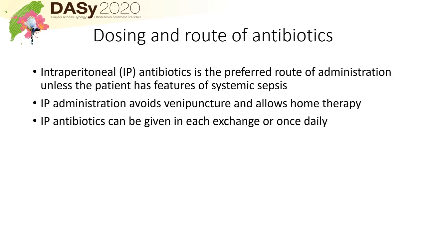Intraperitoneal antibiotic is the preferred route of administration unless the patient has features of systemic sepsis, because it can result in a high intraperitoneal drug level. IP administration avoids venipuncture and allows home therapy. It can be given in each exchange, known as the continuous treatment, or once daily, known as the intermittent treatment.